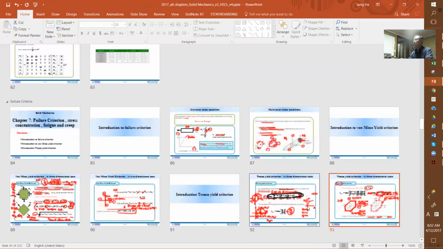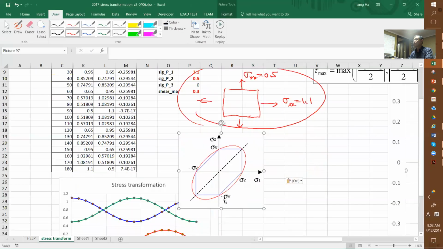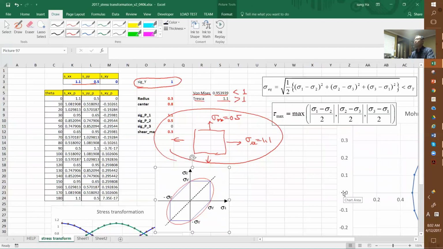And if we go to Excel and show here, where is this point 1.1? Say this is equal 1, okay? This is equal 1. And 1.1 is somewhere here, okay? And 0.5 is somewhere here, right? So this will be 1.1 and 0.5.